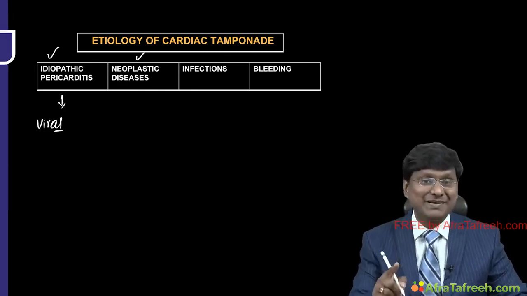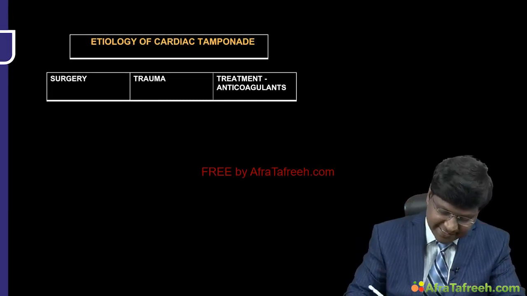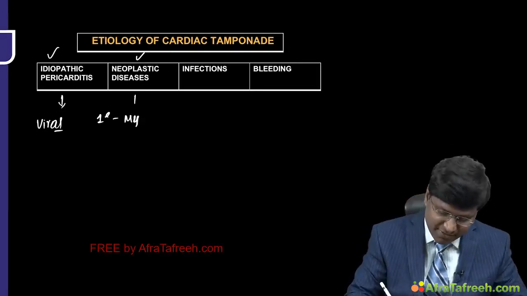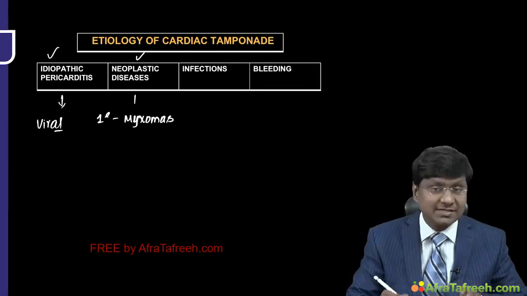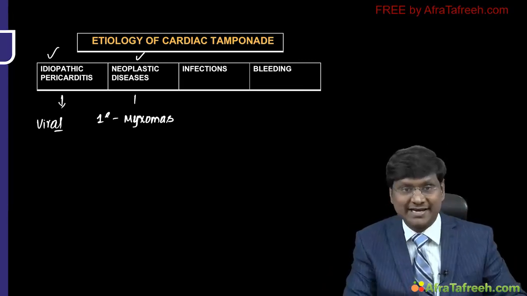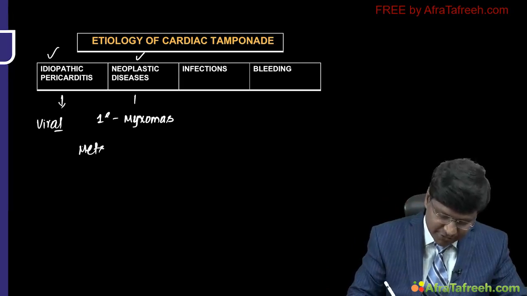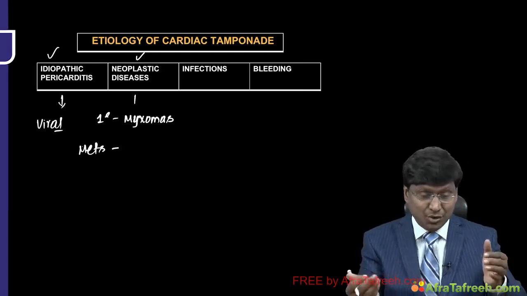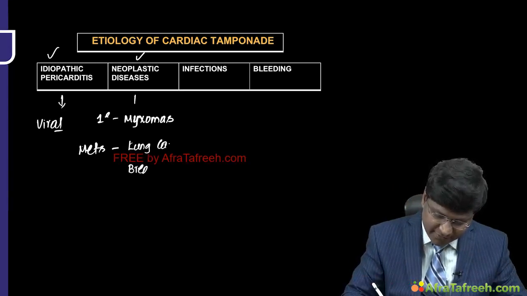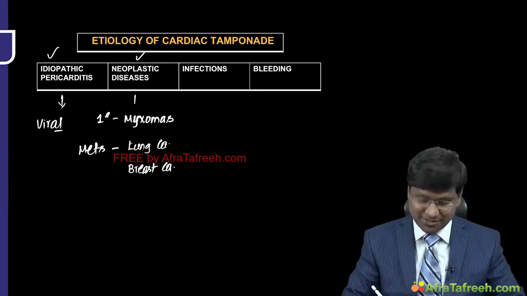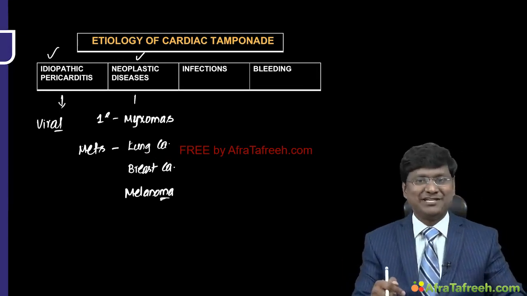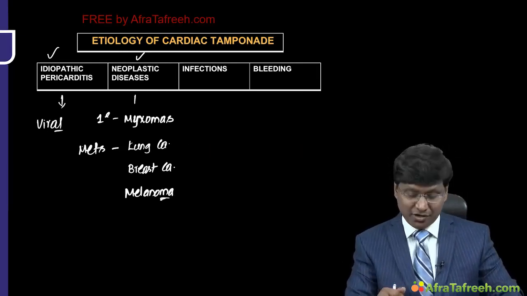And then we have some neoplastic diseases that can cause cardiac tamponade. In these neoplastic diseases, we have the primary tumors, and these primary cardiac tumors include the myxomas. Myxomas can cause cardiac tamponade. But remember, these myxomas are benign tumors, right? But when these myxomas grow large enough, then they can cause cardiac tamponade. Then we have metastatic tumors that can cause cardiac tamponade, and this metastasis to the heart is from the bronchogenic carcinoma, that is lung cancer. This could be from the breast carcinoma. This could be from the melanoma. Okay, so metastatic tumors also contribute to the development of cardiac tamponade.